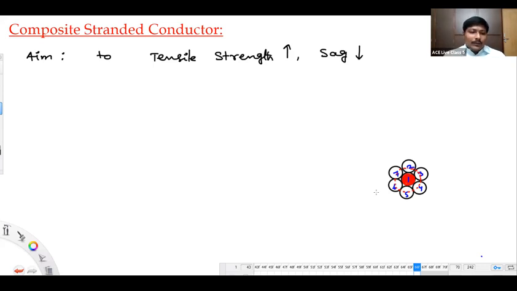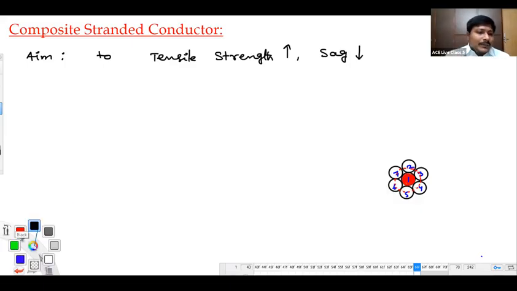And not only that, according to skin effect, listen to my words, this number 1 may not carry a considerable amount of current. Number 1, the internal strand inside the conductor, may not carry a considerable amount of current. That's why I'm replacing that with the new strand.